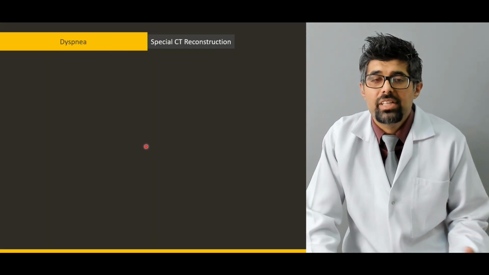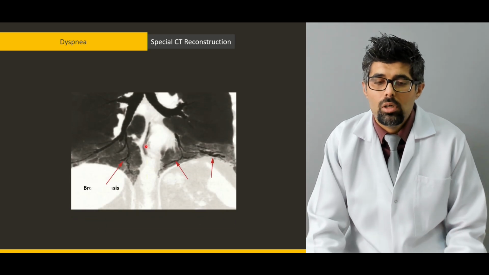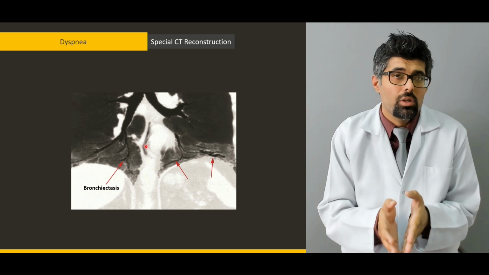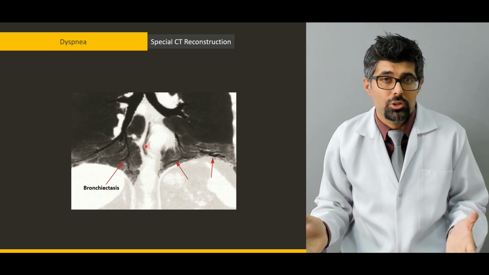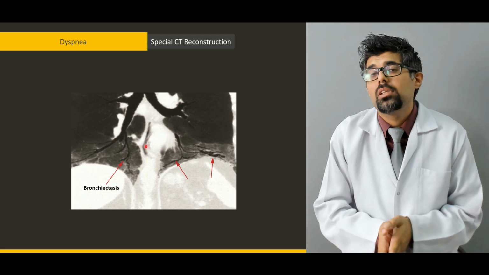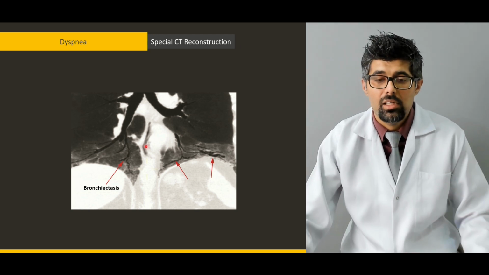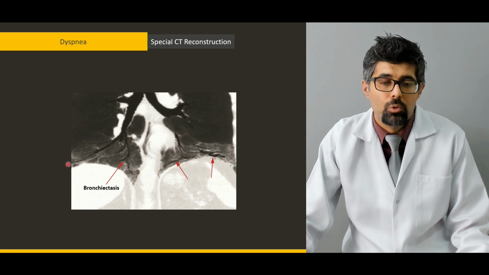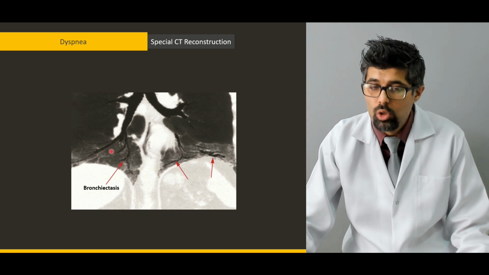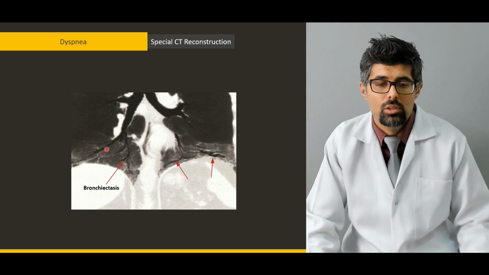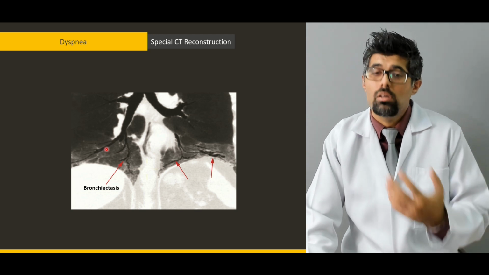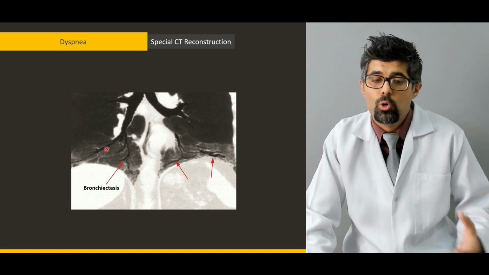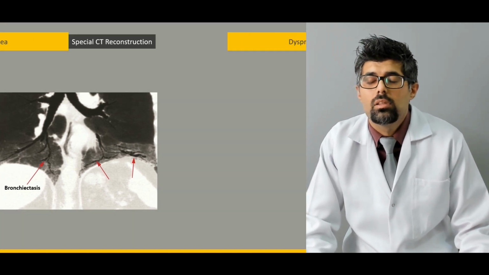Another cause of dyspnea is what we call bronchiectasis. Bronchiectasis means that the lumen of the bronchioles enlarges. This can be examined and observed in the CT scan. In this CT scan, we can easily tell that the lumen of the bronchioles is enlarged. It is not normal. So, if we get this picture, we can easily say that bronchiectasis is present.